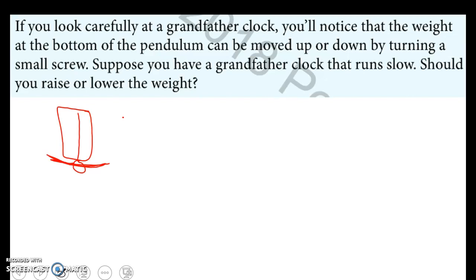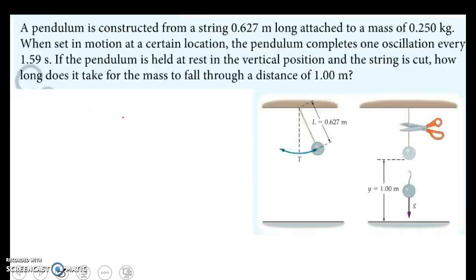So that's how you can adjust a grandfather clock. Move the string up or down. Up to make it speed up, lower the bob down to make it slow down.